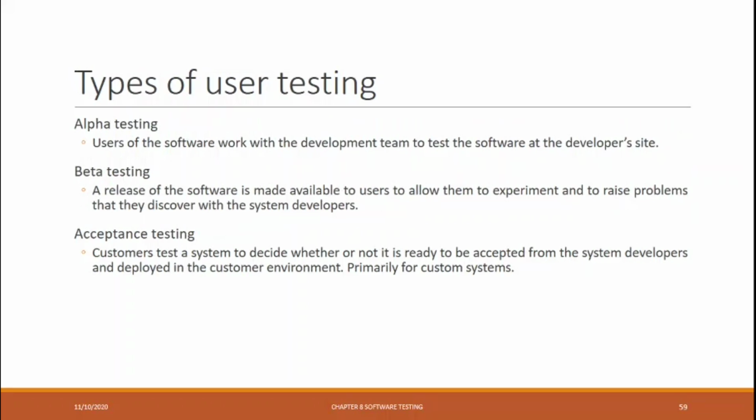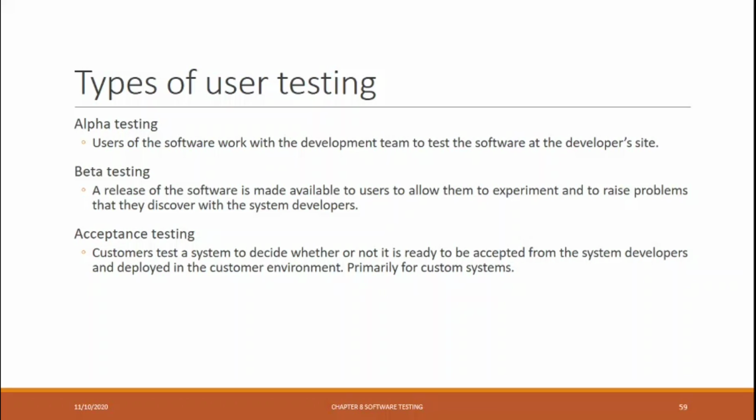There are three different types of user testing: alpha testing, beta testing, and acceptance testing. Alpha testing is where users of the software work with the development team to test the software at the developer site. So the user will go to the developer site and test the product in front of the developer as well as the user. That is called alpha testing.